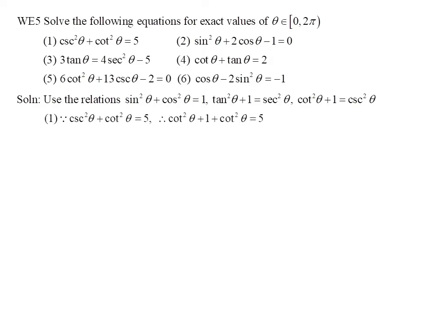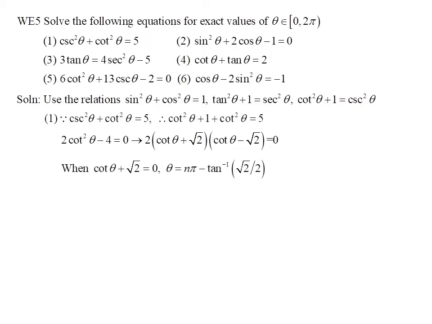As for the first equation, since cosecant squared theta equals cotangent squared theta plus 1, the equation can be rearranged and factorized to 2 times (cotangent theta plus square root 2) times (cotangent theta minus square root 2) equals 0.